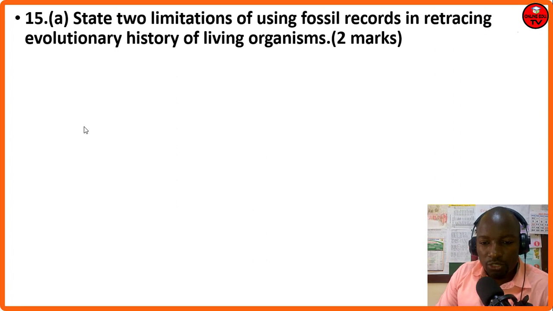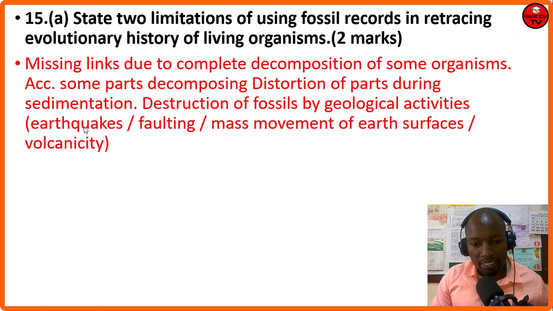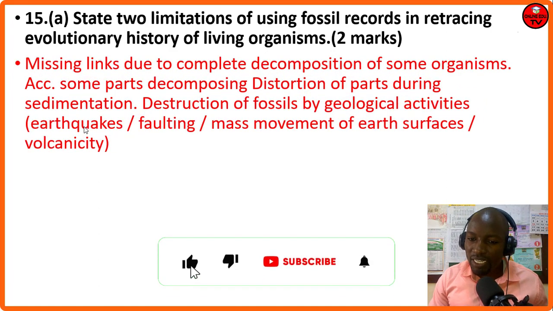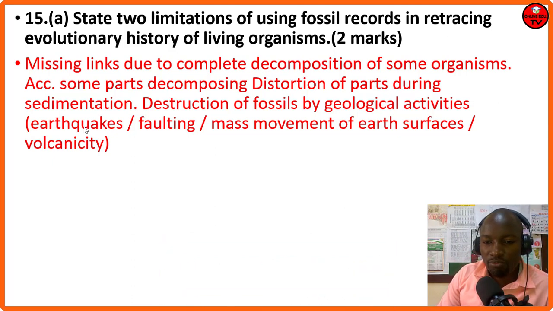Number 15. State two limitations of using fossil records in retracing the evolutionary history of living organisms. We're talking about limitations of using fossil records. Number 1: missing links due to complete decomposition of some organisms. Can also accept some parts decomposing, distortion of parts during sedimentation, destruction of fossils by geological activities. Remember, it is geological, not geographical. Geological activities include earthquakes, faulting, mass movement of earth surfaces, and volcanicity.